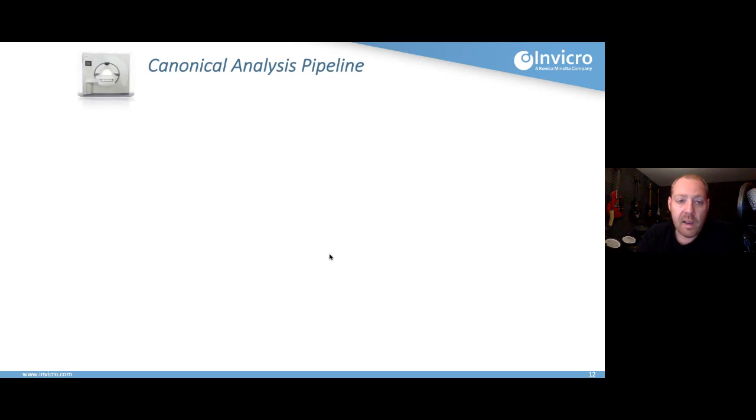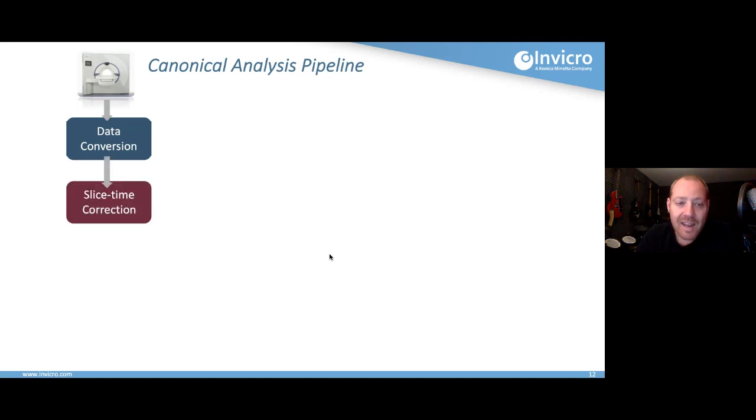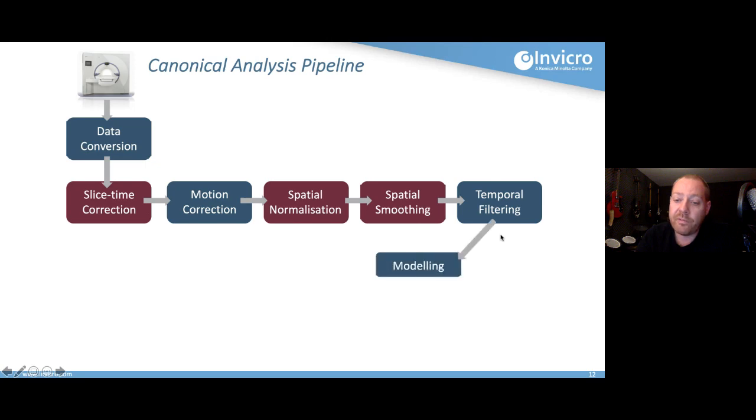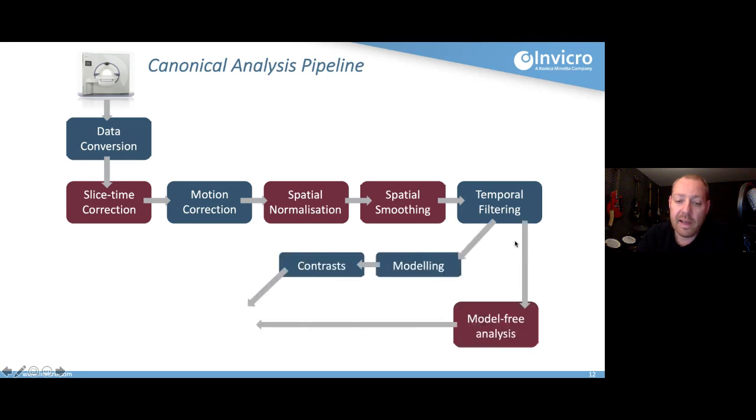Now this is a kind of standard analysis pipeline. So you get your data from the scanner, you convert it into something more useful, change its format into something that you want to work on. You do something called slice time correction, you motion correct the data, normalize it, you do smoothing, temporal filtering, and then you get onto the analysis.